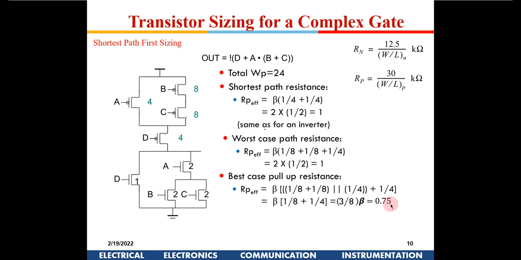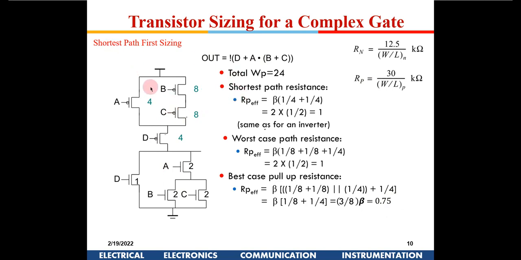Best case is when all the transistors are on. B and C, this path and this path, both are working together. That is the best case. 8, 8, and 8, 8, and this path. So if you calculate, it will come as 0.75. Now this is not the best way to do it.